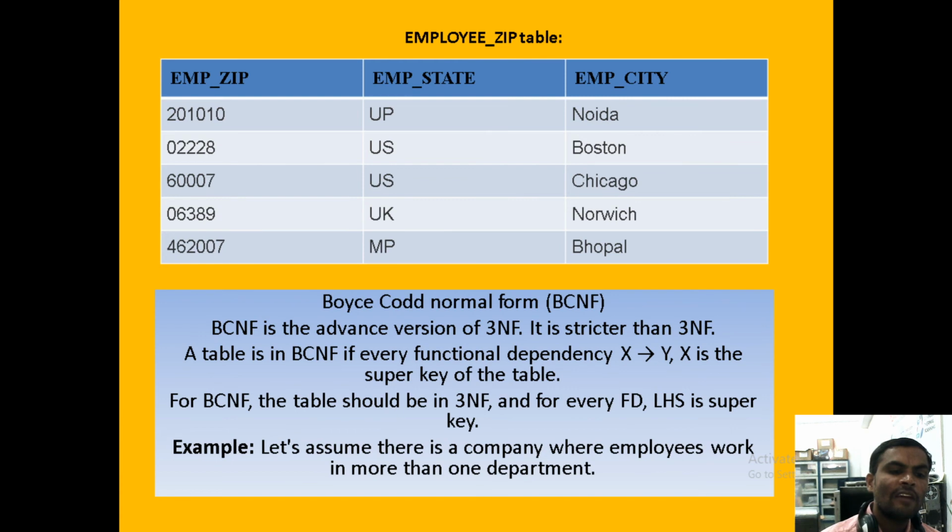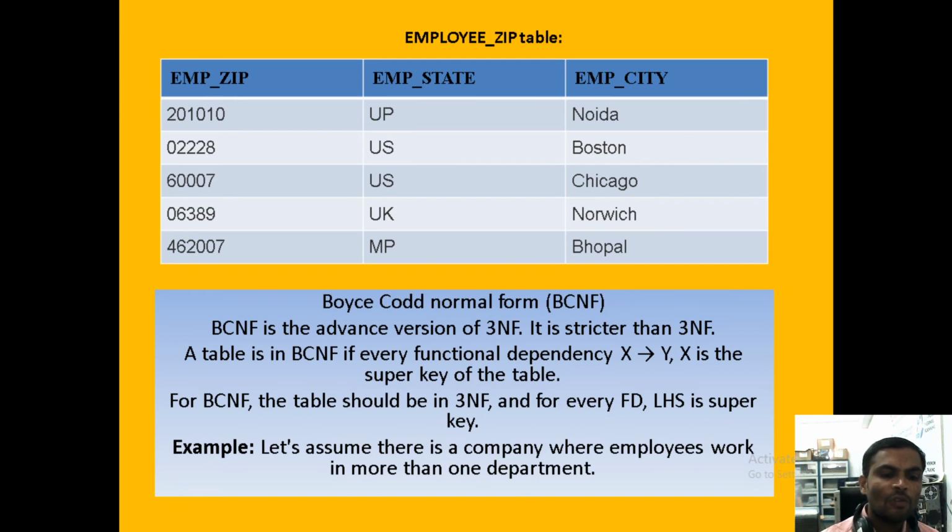For BCNF, the table should be in the third normal form. Then only should we go for BCNF. For every functional dependency, the left side, LHS, must be a super key. Always the left side should be the super key.